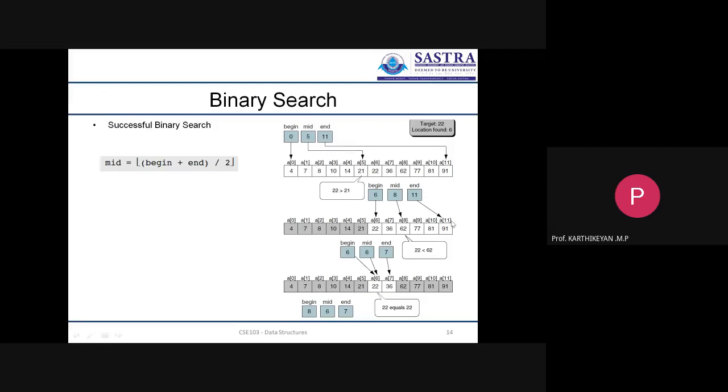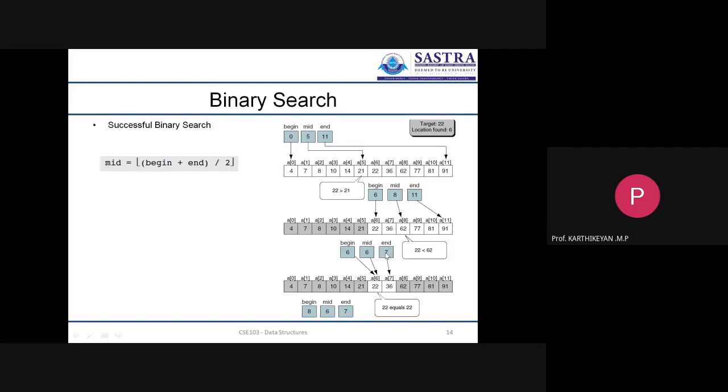So in this case we are changing the end element, the end index. Instead of 11, we are going to change it to middle minus 1. What is the middle value? 62. Its index is 8. So middle, that is 8, minus 1 is 7. So 7 we are going to consider as the end index. Now begin has no change, 6, and end is changed from 11 to 7.